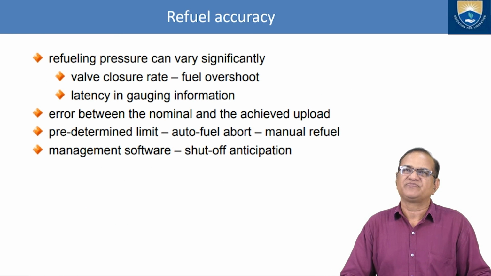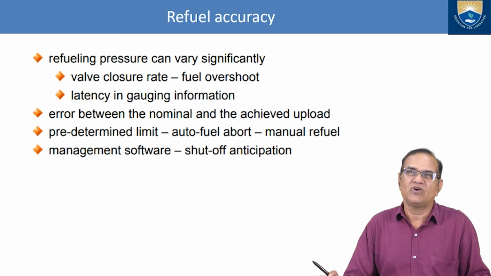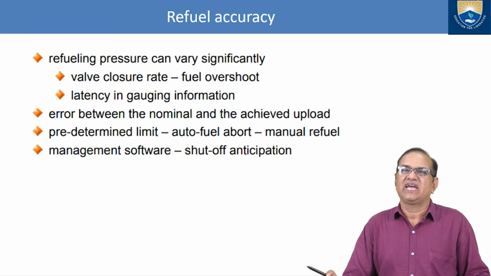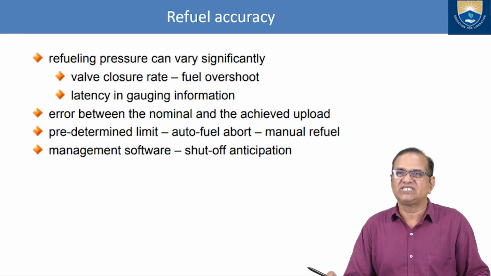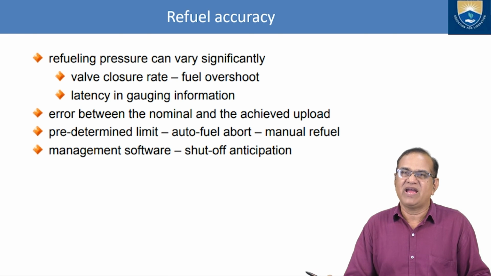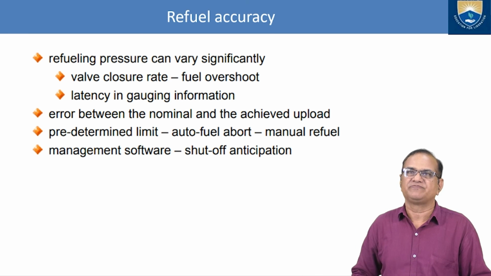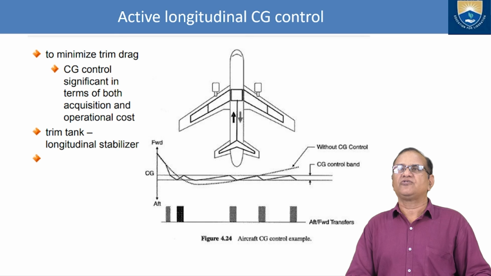Refuel accuracy: refueling accuracy can vary significantly. Valve closure rate, fuel overshoot, latency in gauging information, error between the nominal and the achieved upload, predetermined limit, auto fuel abort, manual refuel, management software, set-off anticipation. Active longitudinal CG control.